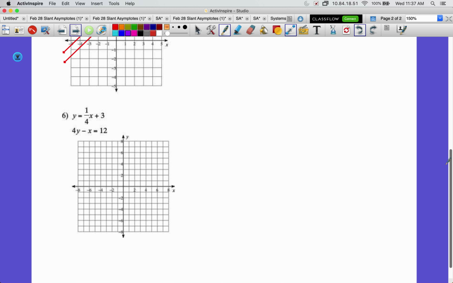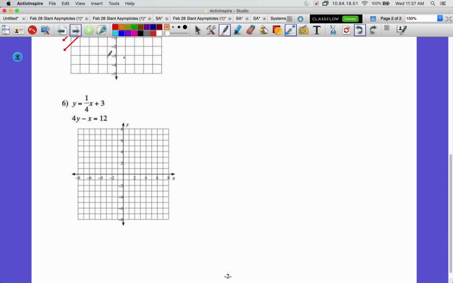And now for this last one. The top equation is easy enough to graph. Put a point at 3. The slope is 1/4, so go up 1, right 4, 1, 2, 3, 4. Up 1, right 4, 1, 2, 3, 4. Or down 1, left 4, 1, 2, 3, 4. Down 1, left 4. And we get those points that are on the first line.